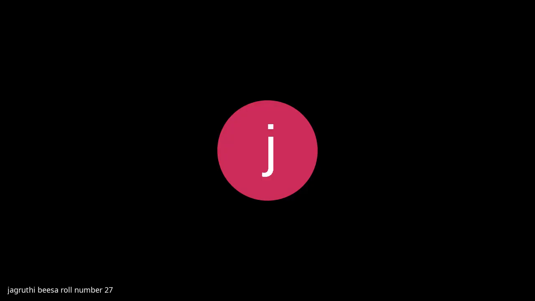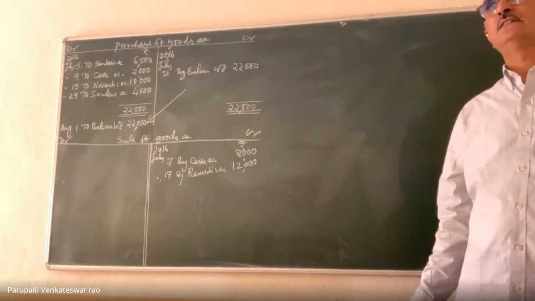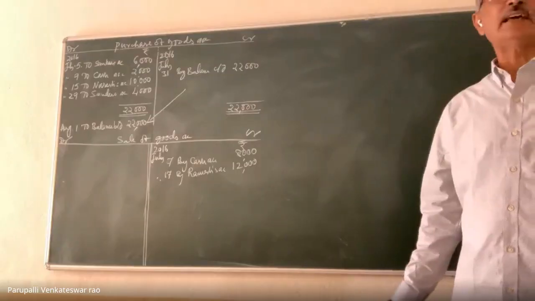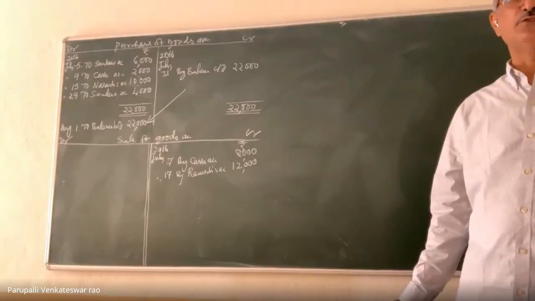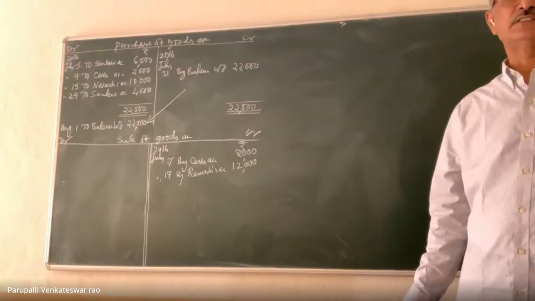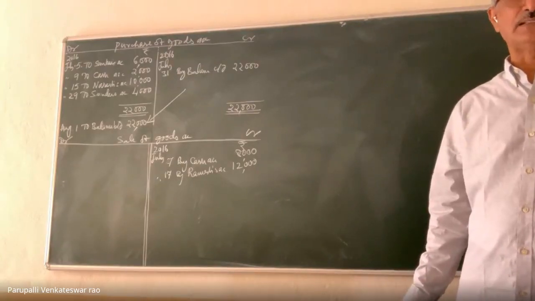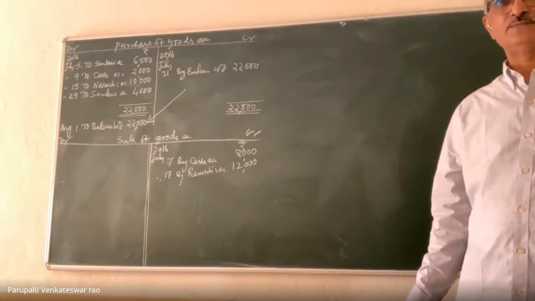Next one. July 27th. What is the entry? Sales returns is a separate account. Sale of goods is different. Sales returns is different. Don't combine. It is a separate account. Sales returns is a separate account. Purchase returns is also a separate account. Don't combine with purchases. It is a separate account.